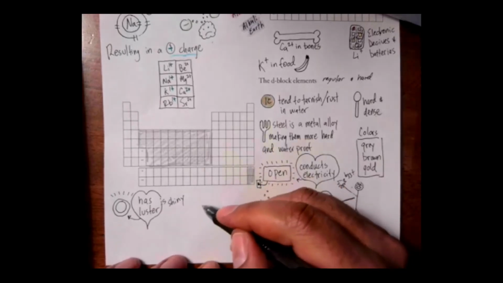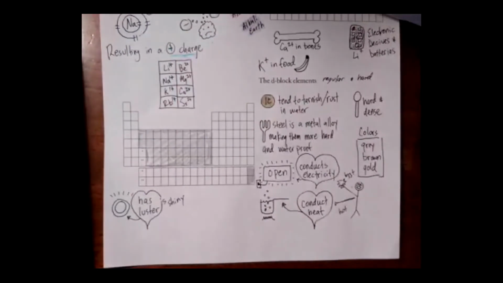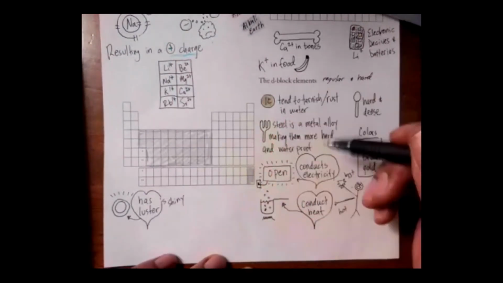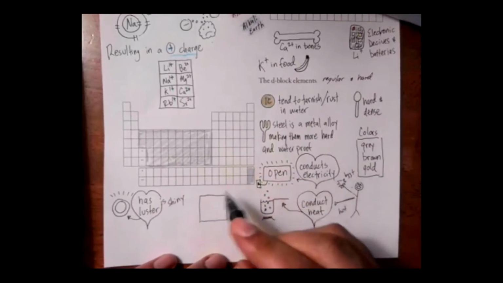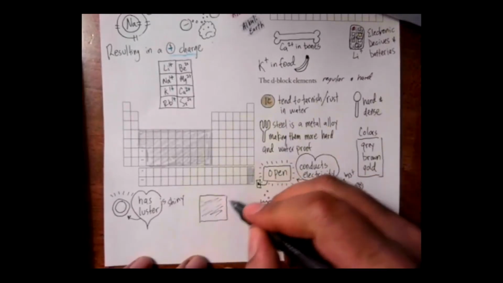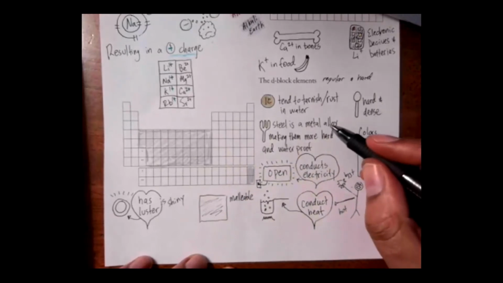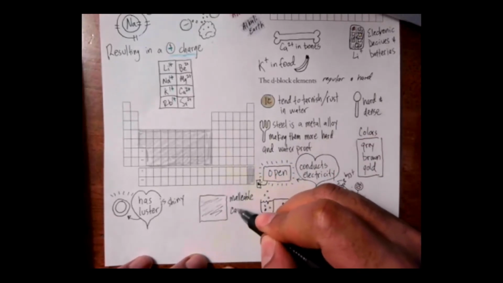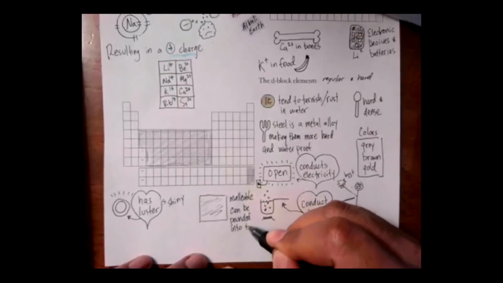Here's another one that you might not be familiar with. This right here. Metal can be hammered into thin sheets like aluminum foil. There's a term for that I want you to know, which is malleable. So I'm going to just do a regular rectangle. Malleable is the word for this. Can be pounded into thin sheets.